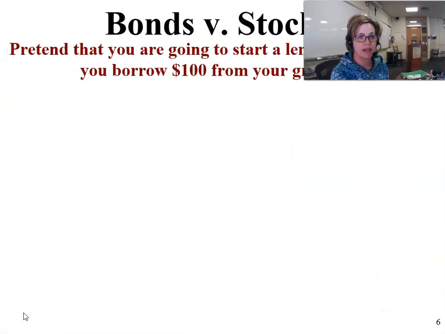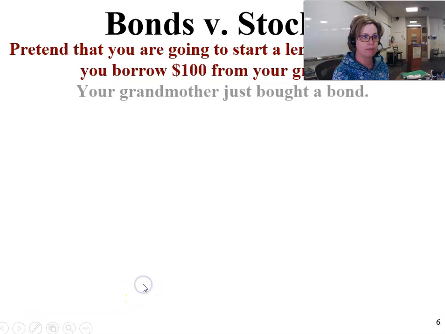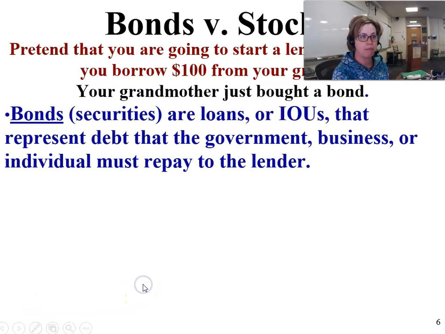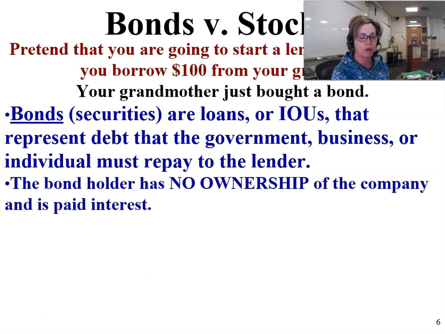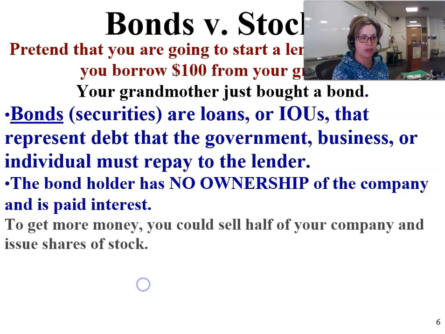Pretend that you're going to start a lemonade stand and you want to borrow $100 from your grandma. Your grandma just bought a bond. Bonds are securities or loans. So in other words, IOUs. They represent debt that the government, a business, or an individual must repay to the lender. The bondholder has no ownership of the company and is paid interest.